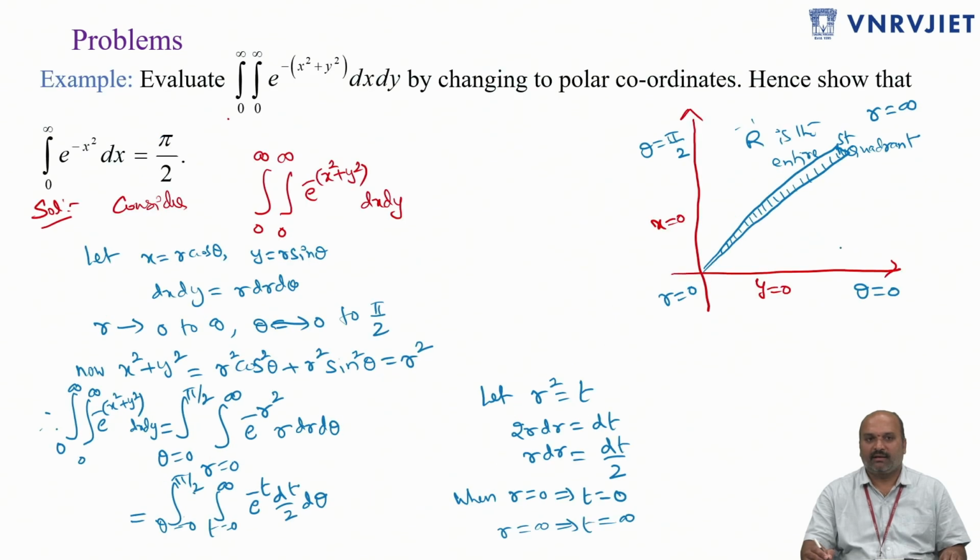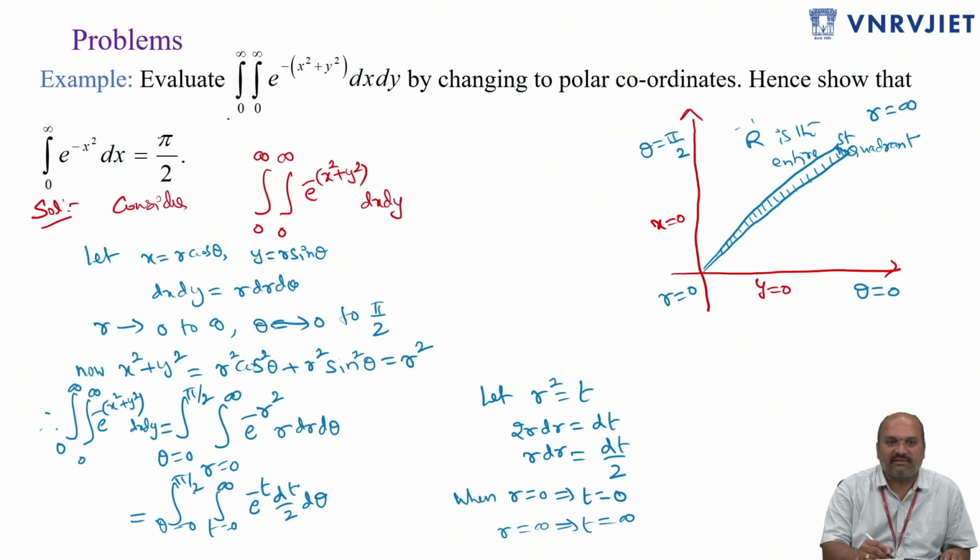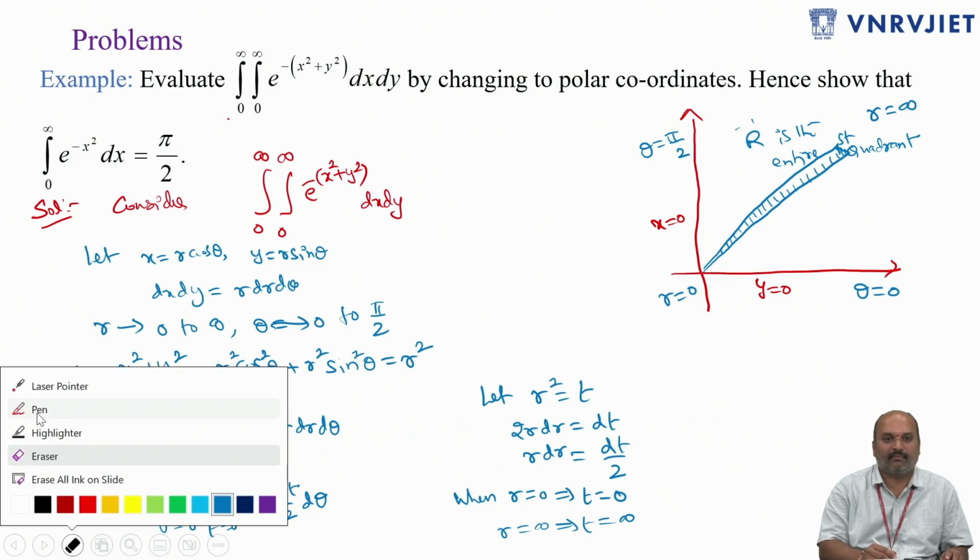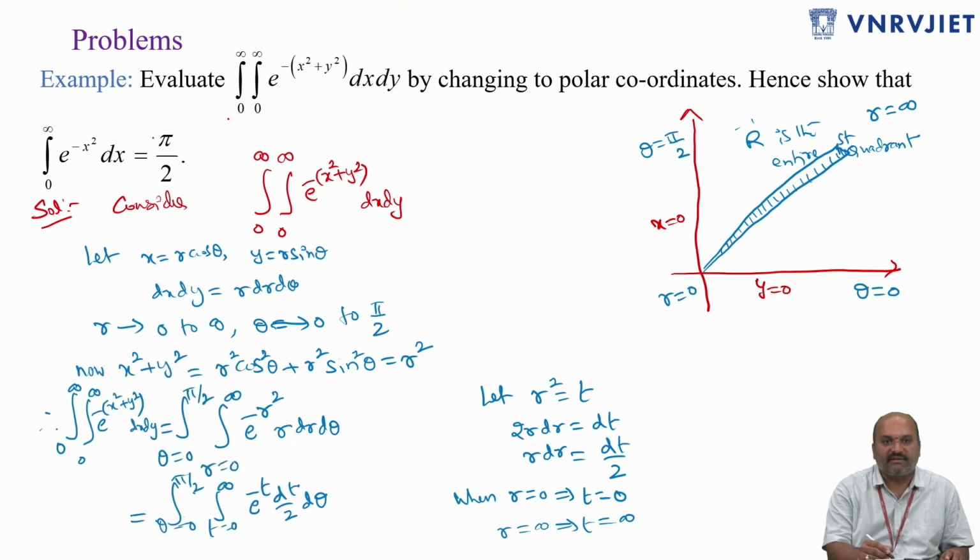Sorry, actually this is some printing mistake. This is actually root pi. We have to show that integral 0 to infinity e to the power of minus x square dx equals root pi by 2. It is root pi by 2.